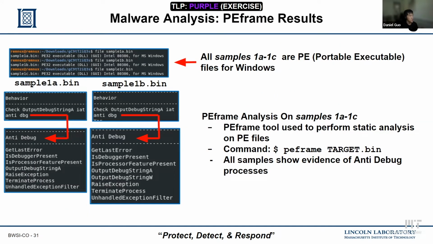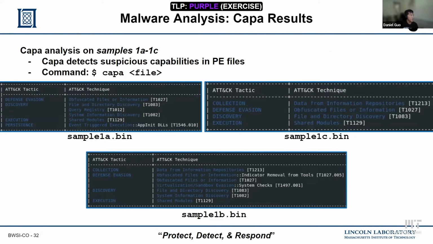So we first looked at each of the bin files and ran the file command, which told us that these are portable executable, or PE files, for Windows. And we decided to use PEframe, which is a tool integrated with Remnux, to analyze these bin files. And we got these results, which told us that each of the bin files have anti-debug properties, which support the previous Joe Sandbox hit that they are evaders. Next slide.